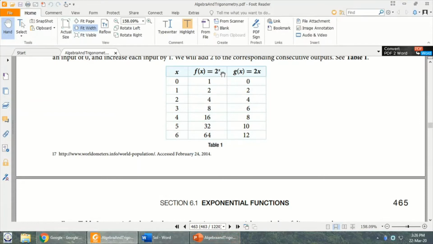Okay, now we have 2 raised to the power x here. You can see that the initial input was 0, and anything raised to power 0 is 1. For an input of 1, anything raised to power 1 is the number itself, and then raised to power 2 is something just twice of that, 2 into 2, so it is multiplied by 200%. You can say it's twice of that.